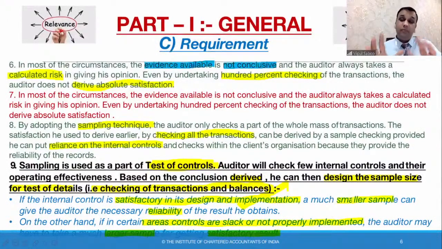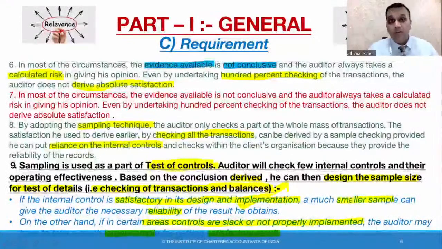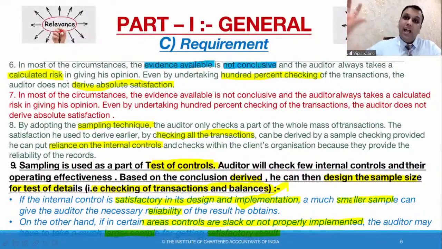The first step for the auditor would be to check the controls. On the basis of the test of controls, the auditor would decide further how to check the test of details, how to test the details. That is checking of transactions and balances. So you can apply the sampling technique at controls part first. On the basis of the result of test of controls, he can decide upon the design and size of the sample. For the further, the important part is test of details.